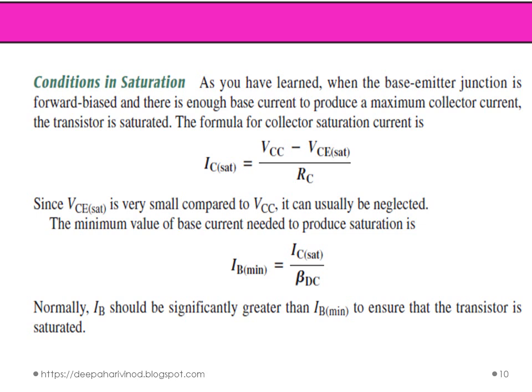Since VCE sat is very small compared to VCC, it is usually neglected. The minimum value of the base current, that is IB, needed to produce the saturation is IB minimum equal to IC by beta DC. That is, we know that IC equals beta times IB. So by using that, IB minimum equals IC sat divided by beta DC. Normally IB should be significantly greater than IB minimum to ensure the transistor is saturated.